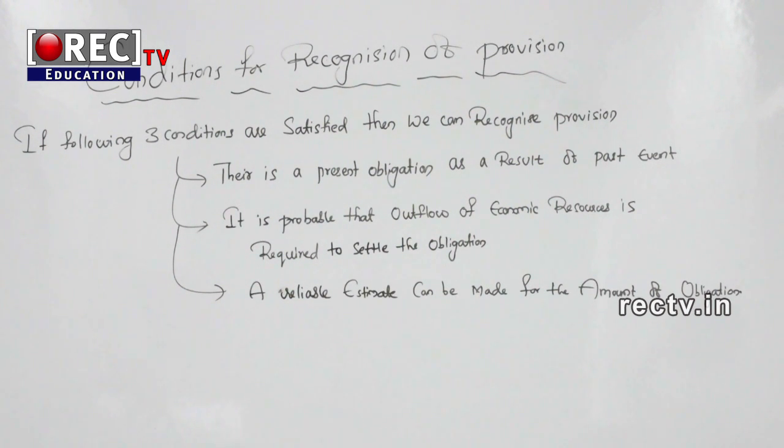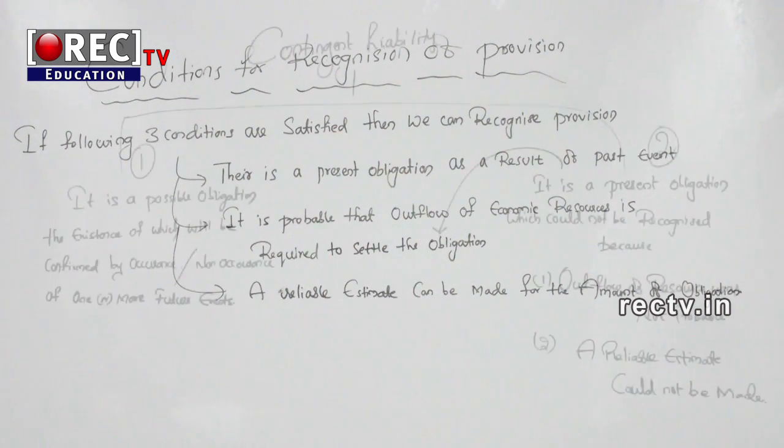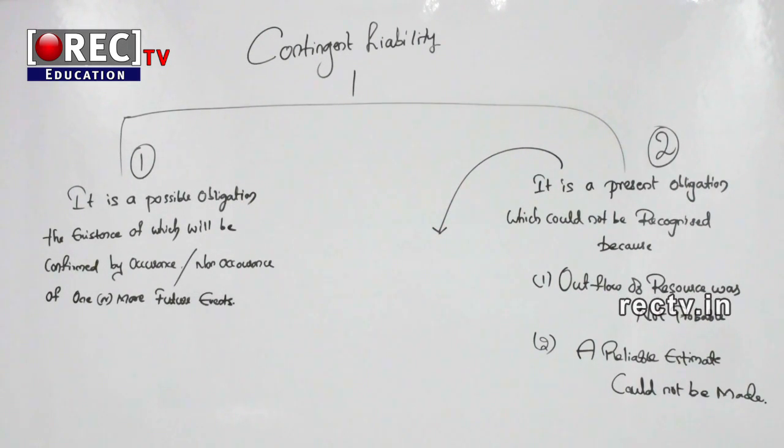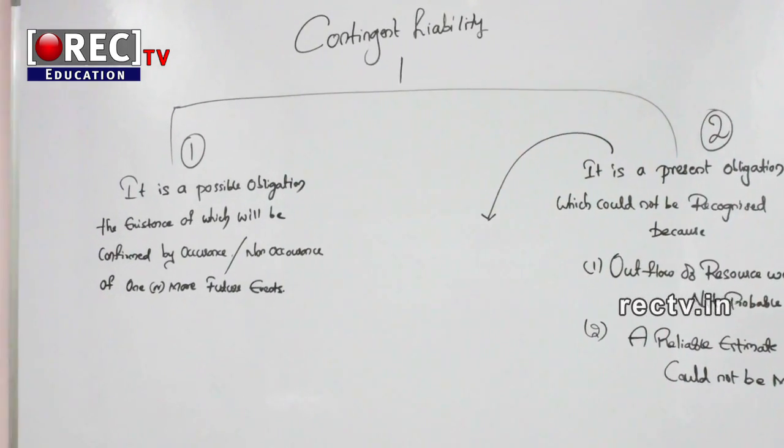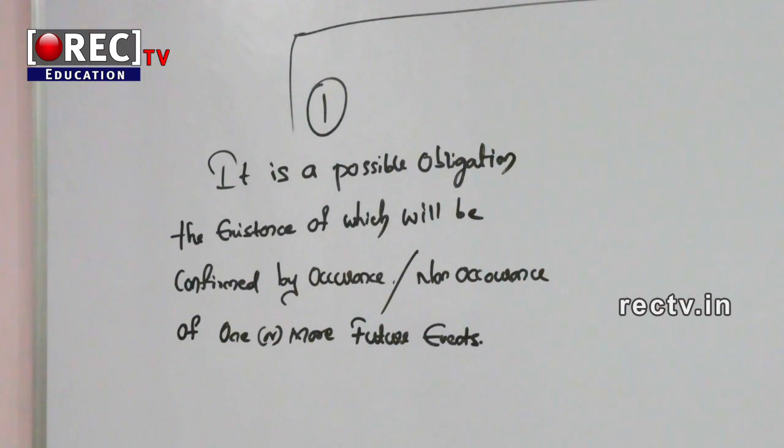Till now we have seen what a provision is. Now it's time to know what a contingent liability is. Next, what is the meaning of contingent liability? Here we have divided it into two, and both are treated as a contingent liability. First, it is a possible obligation. We have already seen the meaning of possible obligation: an obligation is a possible obligation if, based on evidence available, its existence on the balance sheet date is not considered probable, that is, less than or equal to 50%.